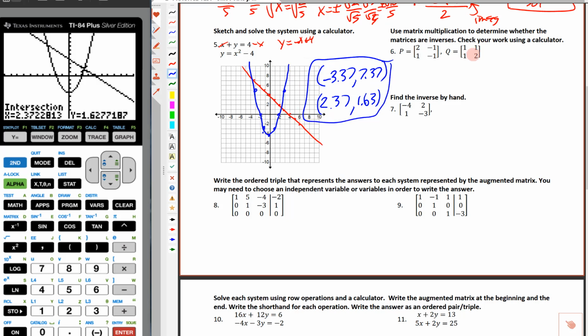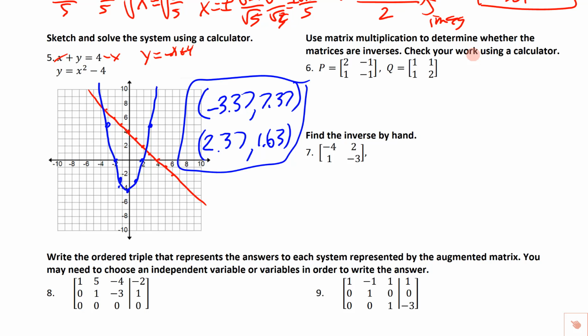Okay, and now these guys, this is matrix multiplication here, so let's take a look at what we've got. We've got a 2 by 2 multiplied by a 2 by 2, so we're going to end up with a 2 by 2. And we just want to check and see if these are inverses of each other. So remember, we're going to multiply the two of these and see if we end up with an identity matrix. So this is a 2 by 2 here. First row, first column. So I'll take the first row, multiply it with the first column.